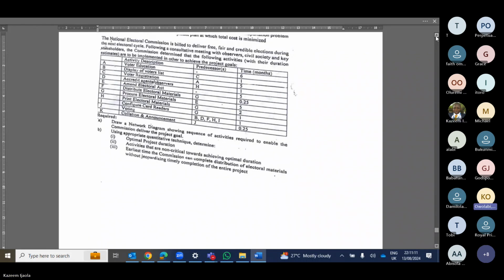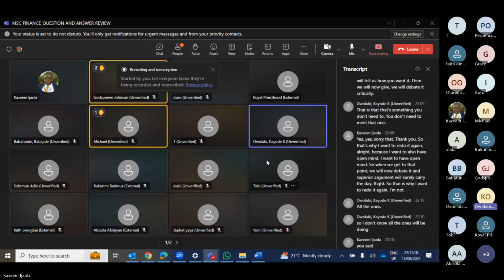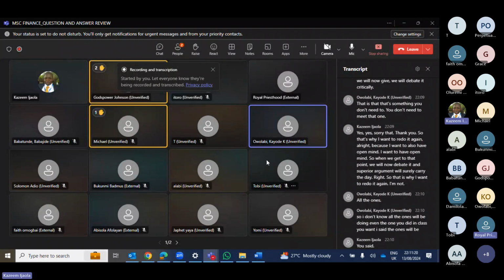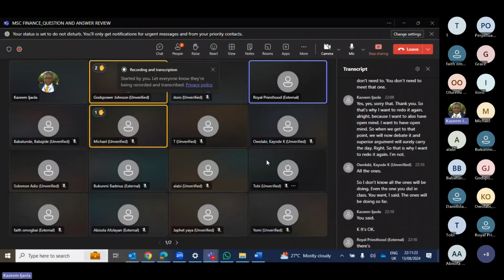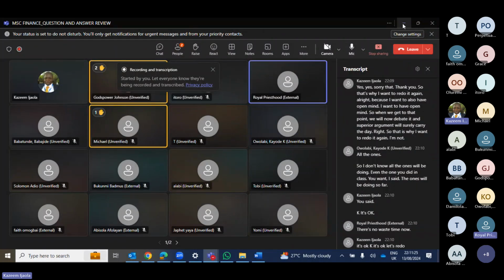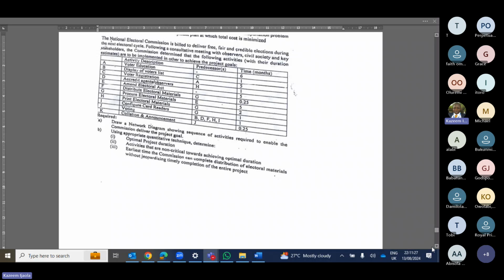All the ones we're not in, we will visit for this. So I don't know. All the ones we'll be doing, even the one we did in class, I said the ones we'll be doing so far. Let's not waste time now. It's okay. Let's redo it. I'm not rushing, actually. Let's redo it. All right.